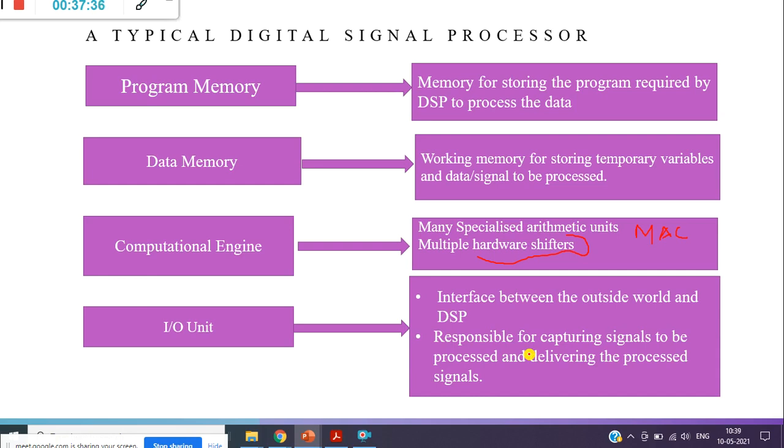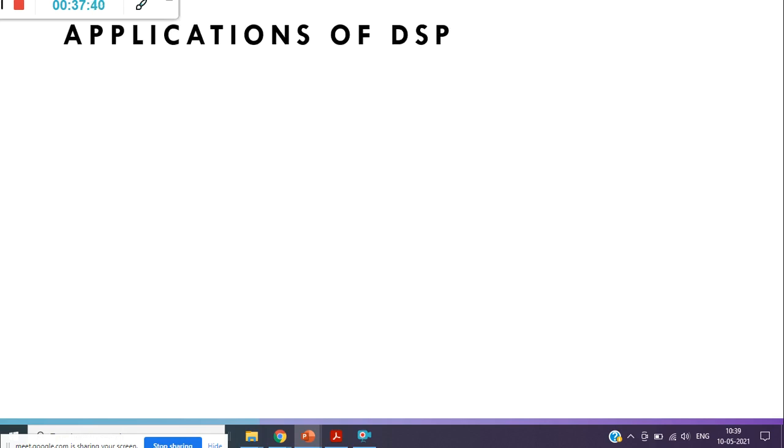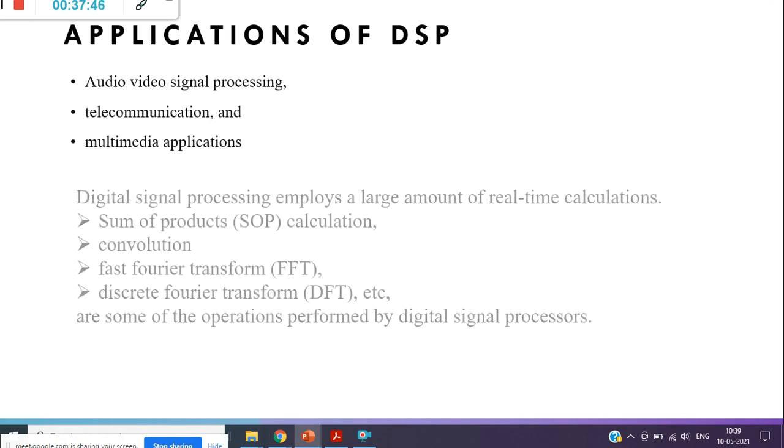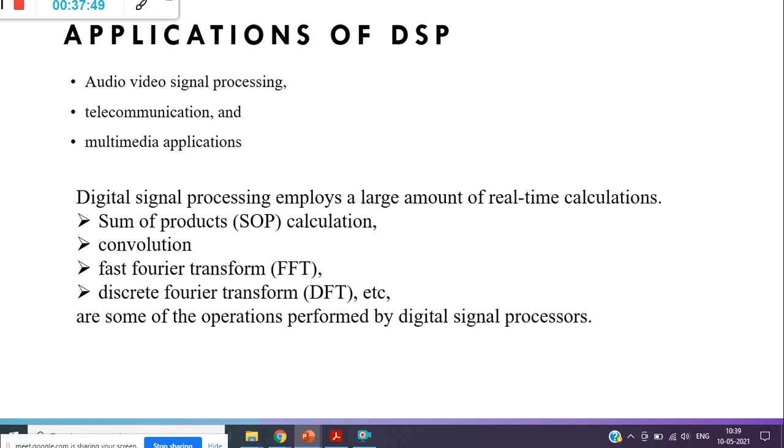In order to perform this, I definitely need a DSP processor itself. What are the applications? Maybe in audio and video signal processing, telecommunication, multimedia applications. Apart from that, digital signal processing employs a large amount of real-time calculations such as convolution, and of course sum of product is nothing but a part of the convolution algorithm itself.